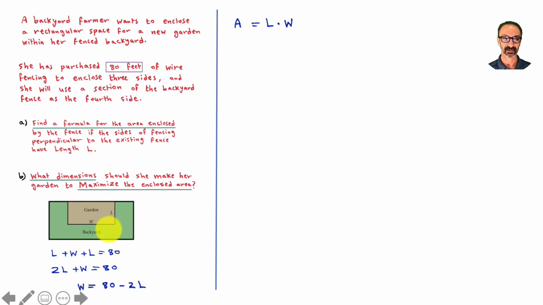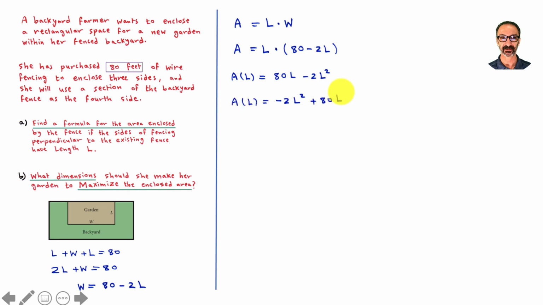We know that's L times W, since the graph says L and W, so I'm using LW. But I want to replace W with what I came up with from the restrictions or the given information on the side. 80 minus 2L replaces W. Using math skills one more time, doing the distributive, I have 80L. L times 2L will be 2L to the second. Of course, don't forget the minus sign.